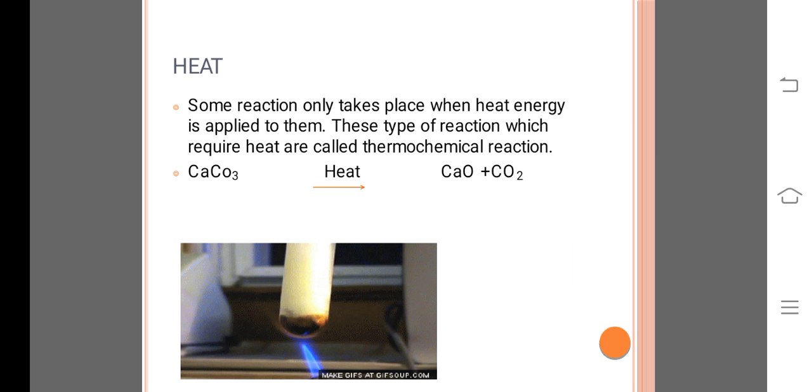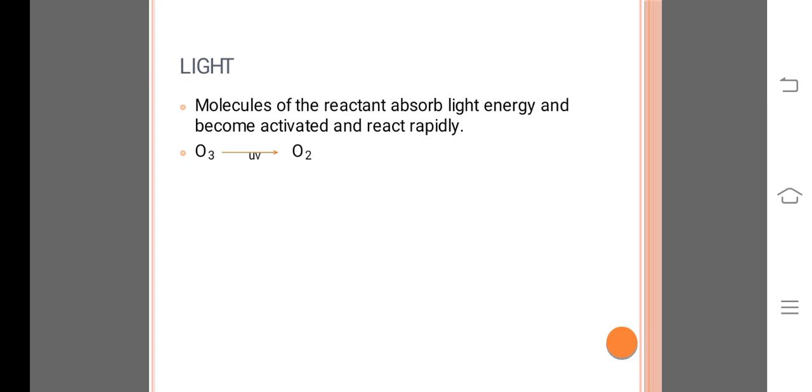And heat, of course heat is also needed to have a chemical reaction. There is one example, you can see in the picture: a test tube. When the test tube is heated, a chemical reaction takes place. In the test tube we take calcium carbonate. When you heat it, you will get calcium oxide and carbon dioxide. So some reactions only take place when heat energy is applied to them. These types of reactions which require heat are called thermochemical reactions.